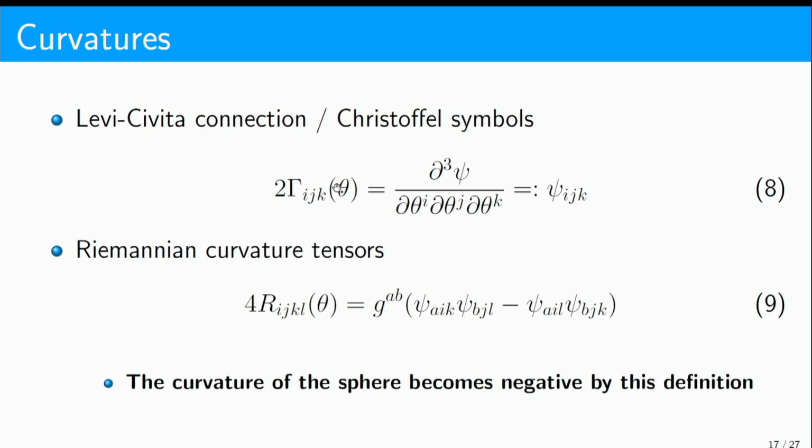Yeah, we have metrics, so we can obtain curvatures. We can introduce the Christoffel connection by this equation, thanks to the Hessian metric, and therefore we can obtain the Riemannian curvature tensors like this equation. And here I'd like you to keep in mind that the curvature of the sphere becomes negative by this definition.